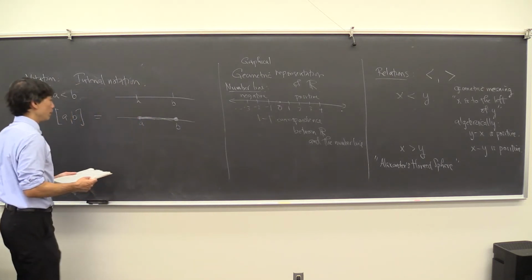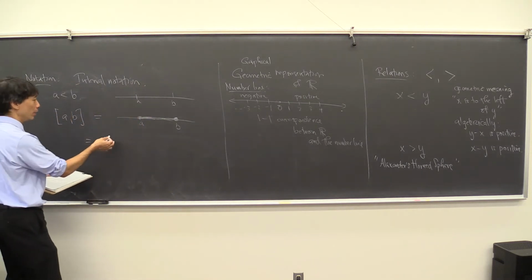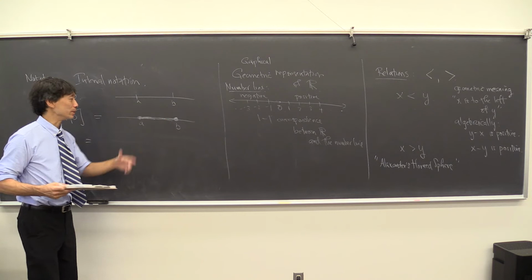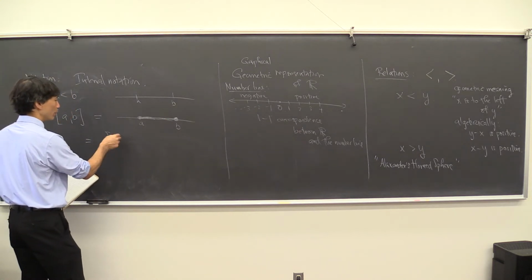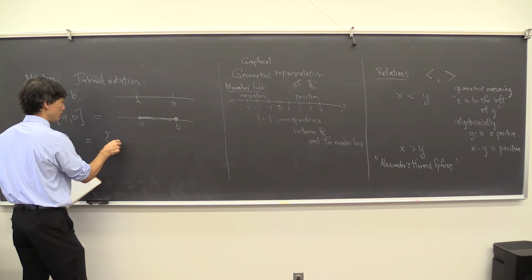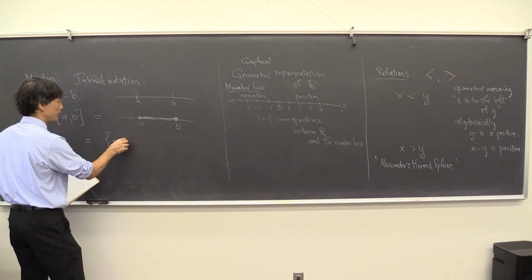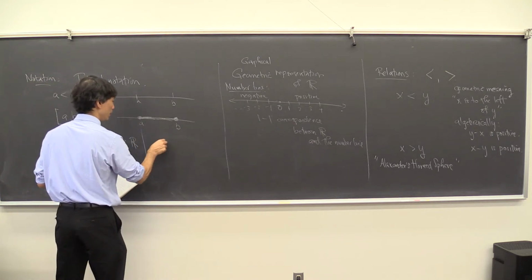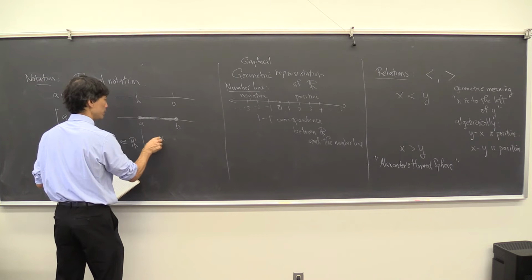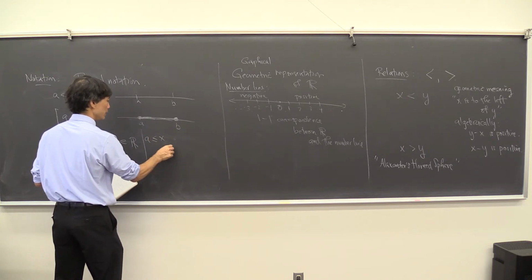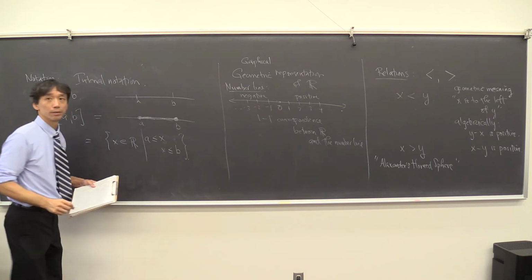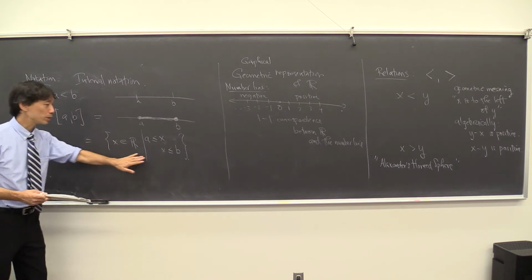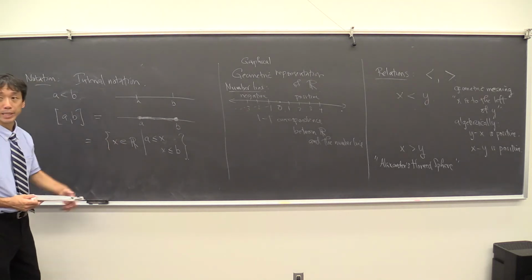We could also describe this more algebraically. Again, what if the person can't see? Well, you can describe it algebraically by saying this is the set of points x in the real numbers where x is greater than or equal to a, and x is less than or equal to b. So this is the same thing as this picture here. Just to start getting familiar, if you're not already, with set notation.